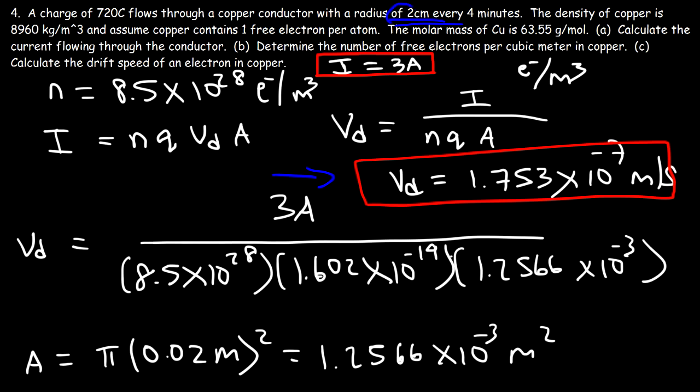So if you have a very high radius, if the radius is very long, then the drift speed is going to be very small. But if you decrease the radius to like a millimeter or half a millimeter, then this will increase from like 10 to negative 7 to like 10 to negative 4 or 10 to negative 5.